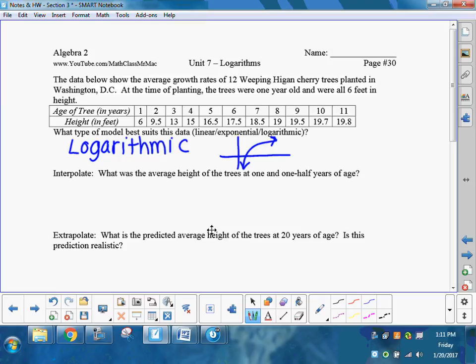Now, what's the average height of the trees at 1.5 years of age? Now, we're trying to find something to model this. What equation, or what type of model did we say this was? Log. So let's go through and determine what our log regression is going to be. It's not looking for the average rate of change. It's looking for what that height is going to be. So find an equation to model it, and we're going to plug into that equation.